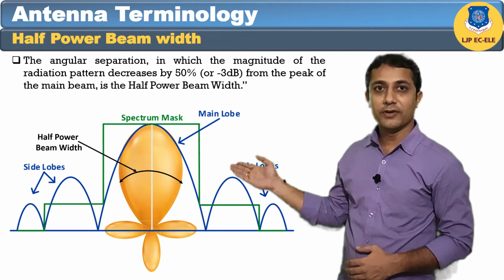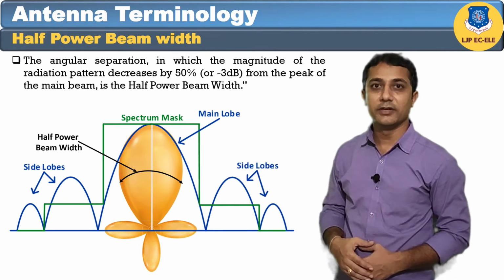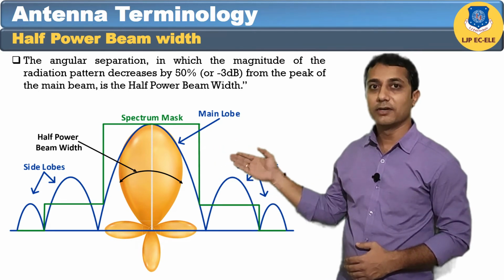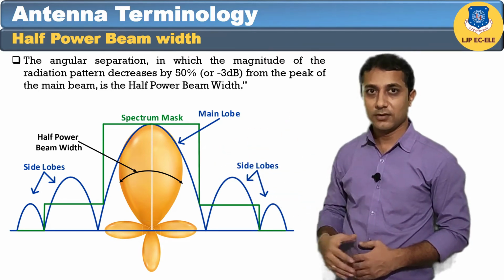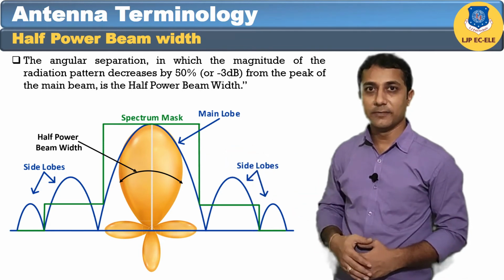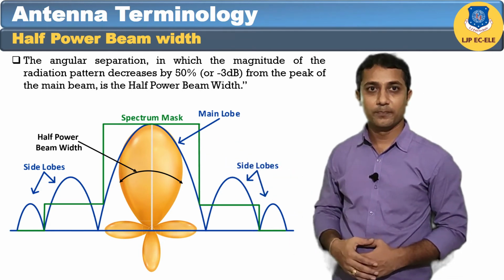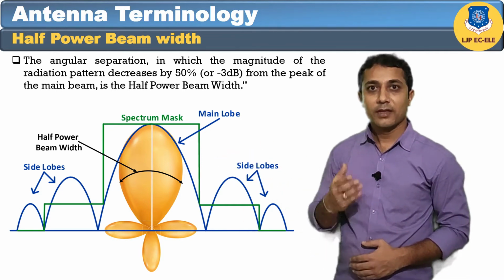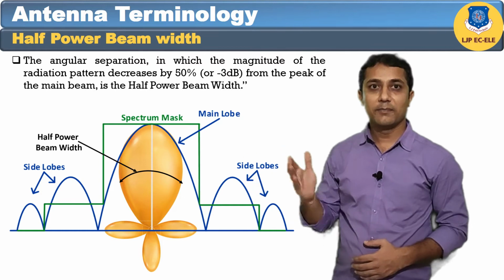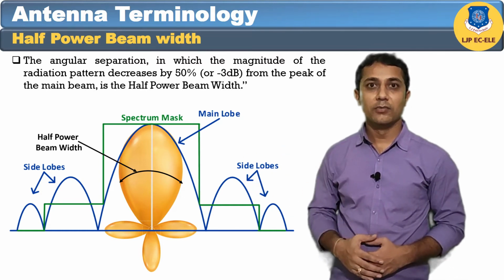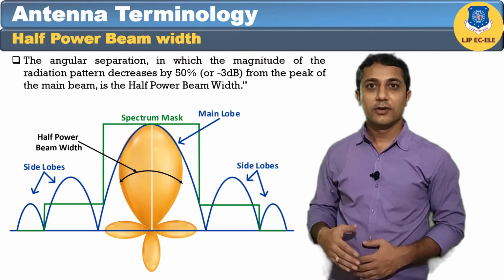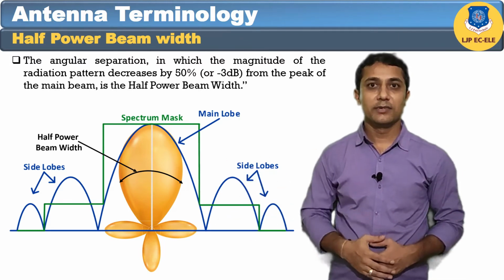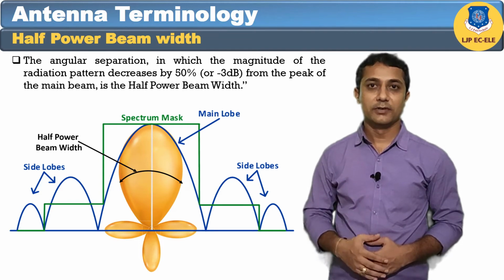Here we have the figure showing the half power beam width. It is where the antenna power is 50%, or you can say minus 3 dB, from the peak of the main lobe. When a line is drawn between the radiation pattern origin and the half power point on the major lobe, on both sides, the angle between those two vectors is termed as half power beam width.